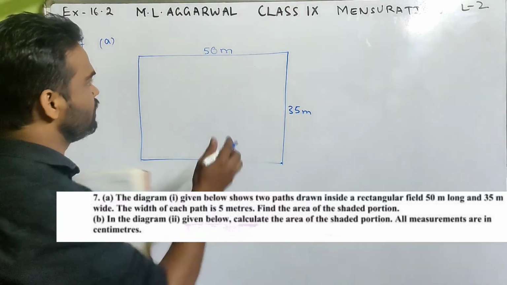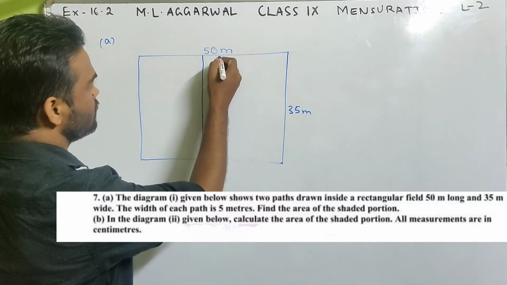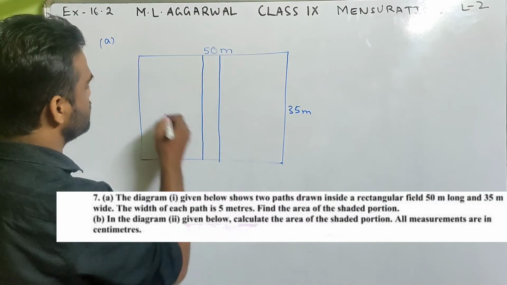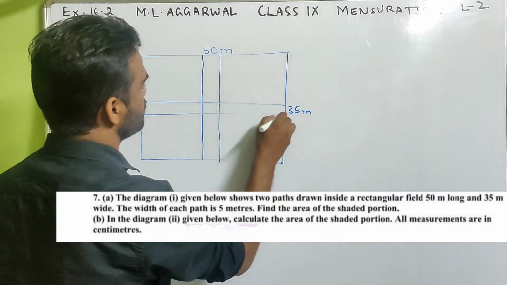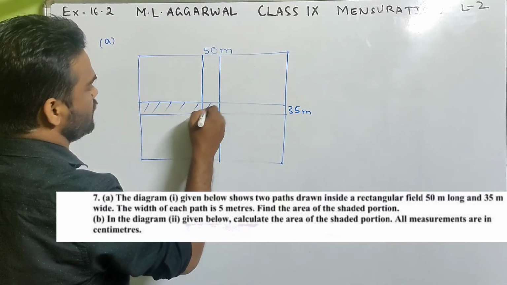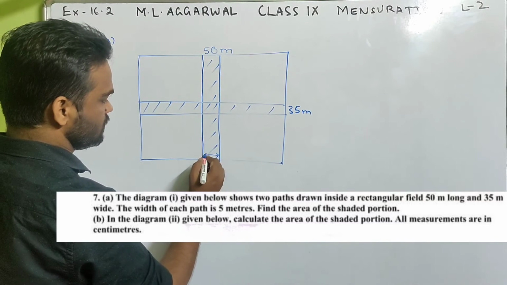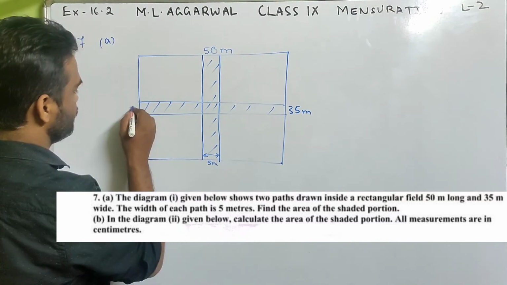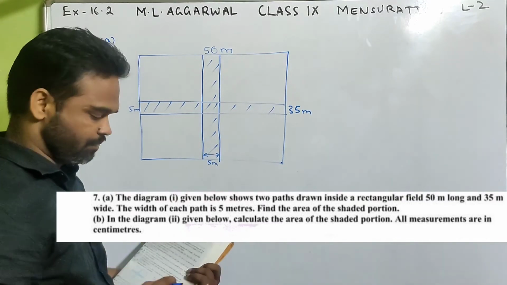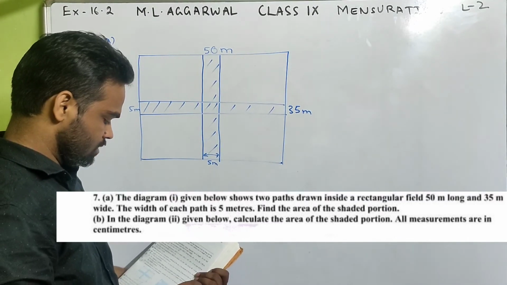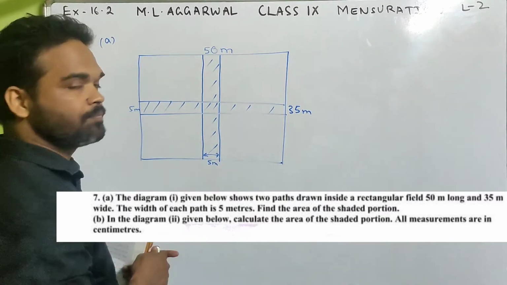Now, inside the field, we draw two paths, which are rectangular in shape. And the width is 5 meter. The width of this path is 5 meter. They need the area of the path. Now look carefully. The width of each path is 5 meter. Find the area of the shaded region.